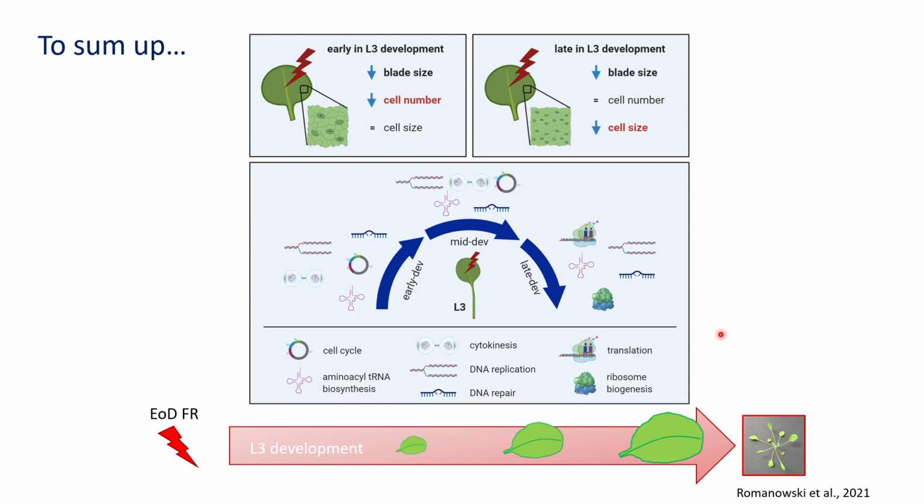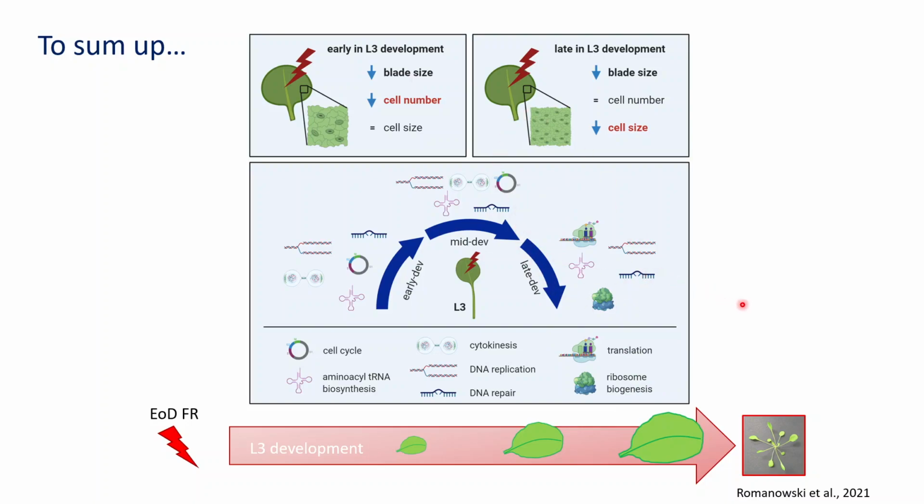So to sum up, end-of-day FR since early in leaf 3 development affects plant size, mainly due to a reduction in cell number. But later in development, it still affects plant size, but now due to reduced cell size. We also found out, using a bioinformatics pipeline that we developed, that processes are affected in a time-dependent manner, such as the ones that you can see here. For example, cell cycle is only affected early and mid in development, while other processes such as translation and ribosome biogenesis are only affected late in development.